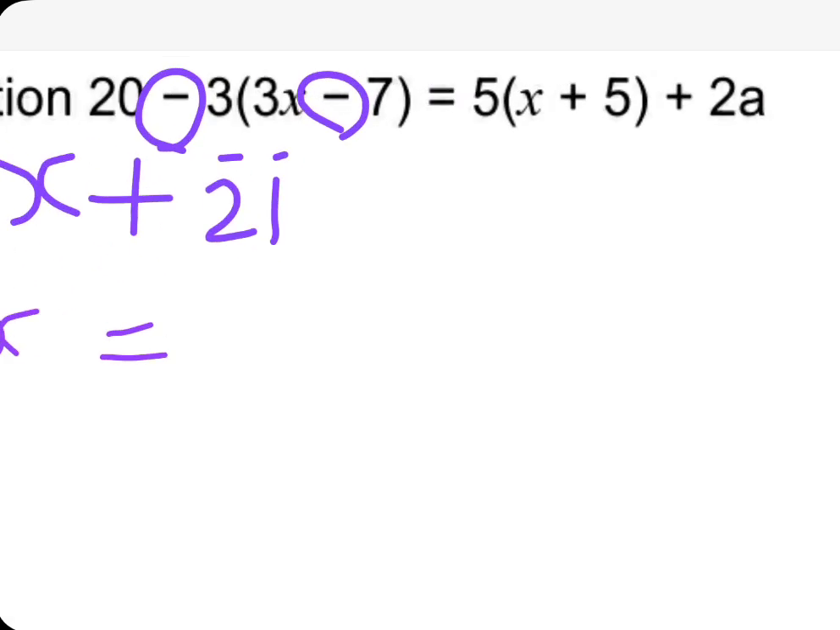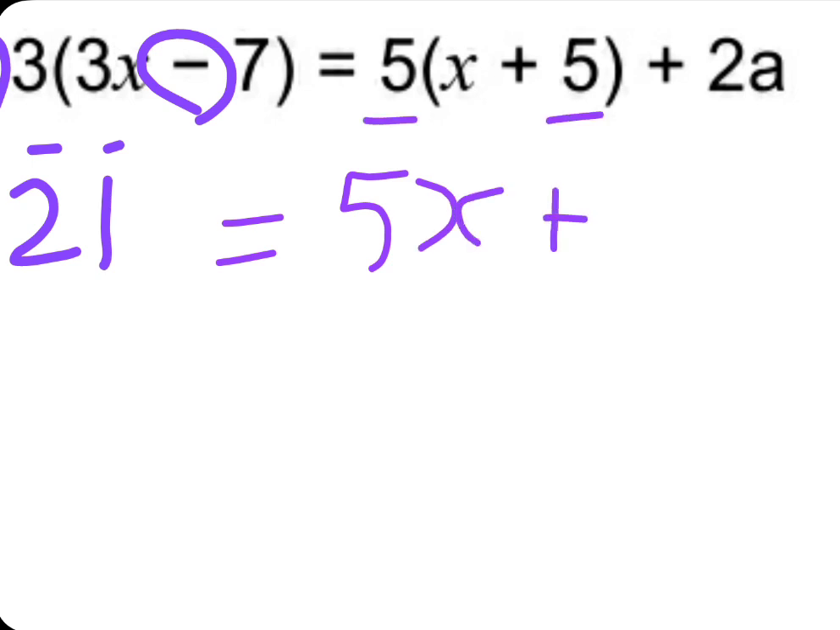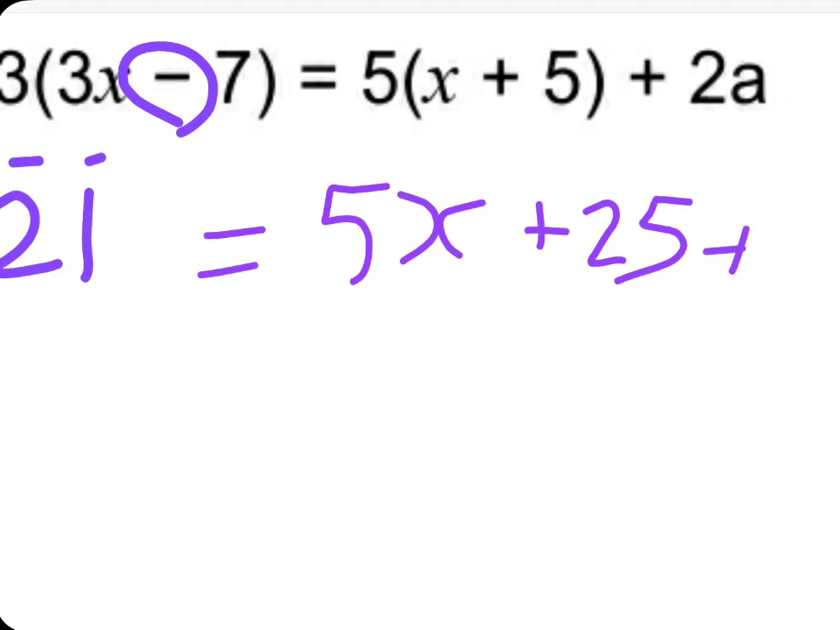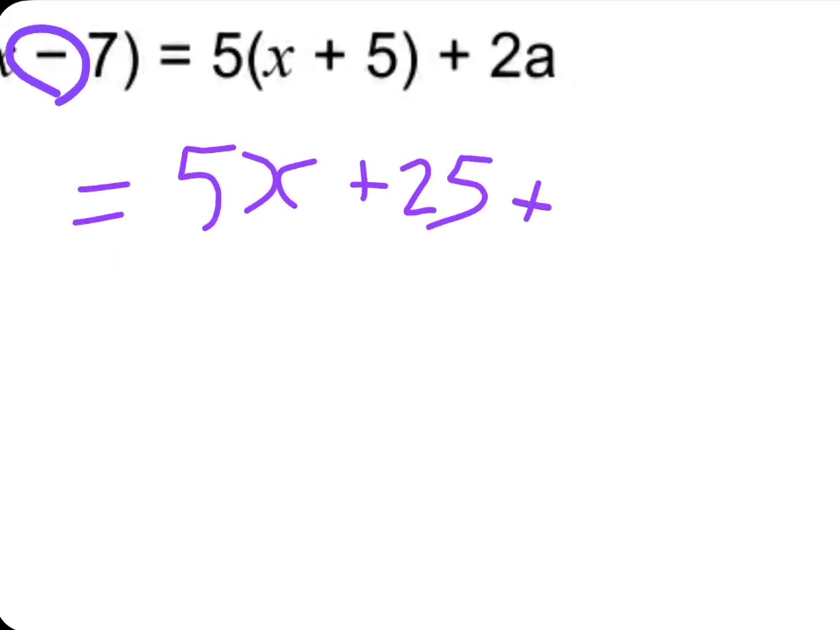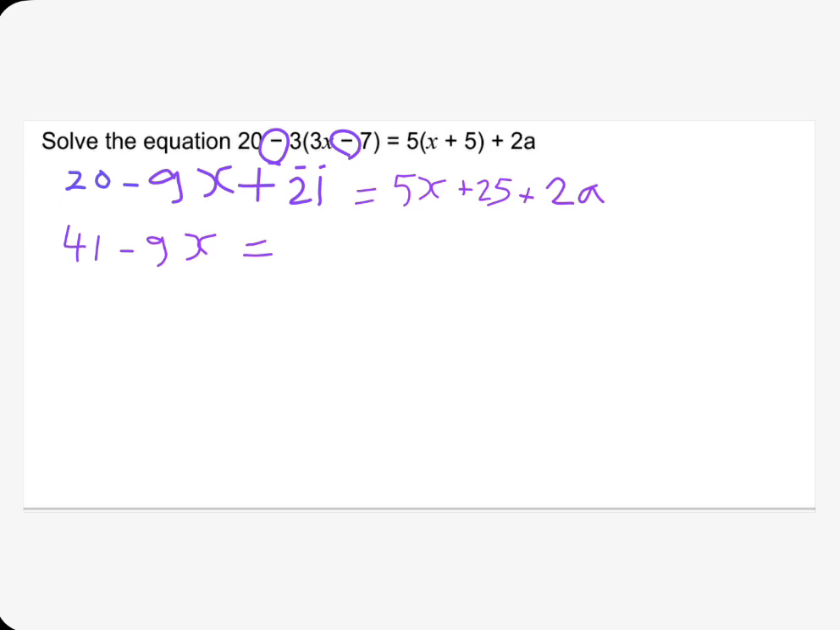Now let's move on to the next side, this side. We do the same. First, we multiply the 5 inside the bracket, and then we do the adding and subtraction. Now we write equals here. 5 multiplied by x equals 5x. Good. And then 5 multiplied by 5 equals 25. Good job. And then plus 2a. Very good. Now, we have x and a. Remember that. Don't forget these variables.